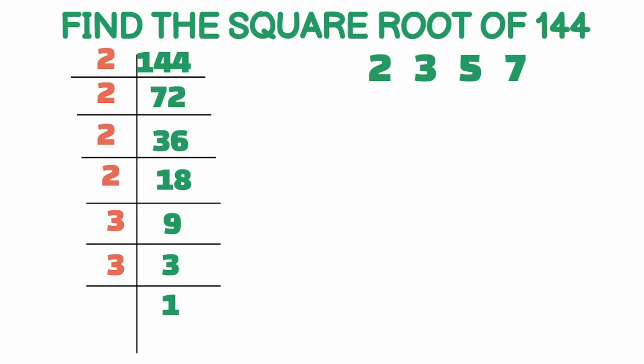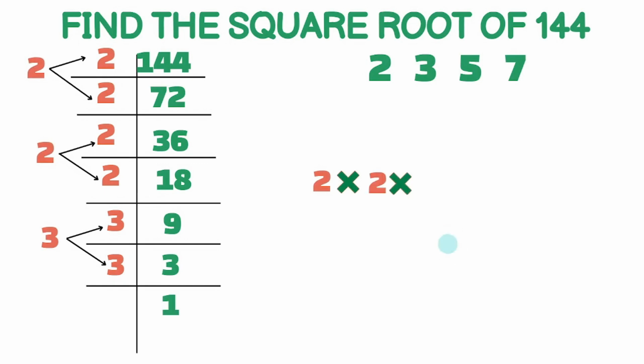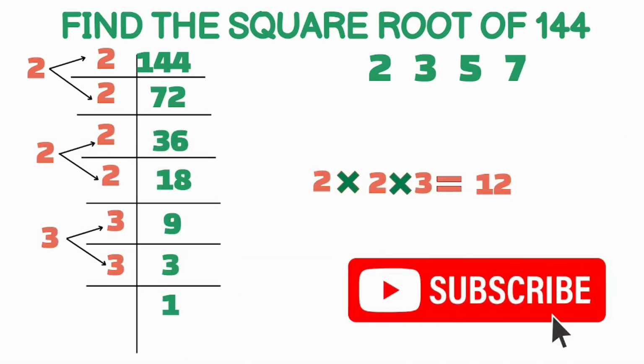So let's group. We have 2 and 2, then we'll group this out to be 2. We have 2 and we have 2 again, we'll group it out to be 2. Then we have 3 and 3, so we'll group it out to be 3. Now we are done grouping. The next step is to multiply the numbers we have taken out from each group. 2 times 2 times 3, which is equal to 12. So therefore, the square root of 144 is equal to 12.